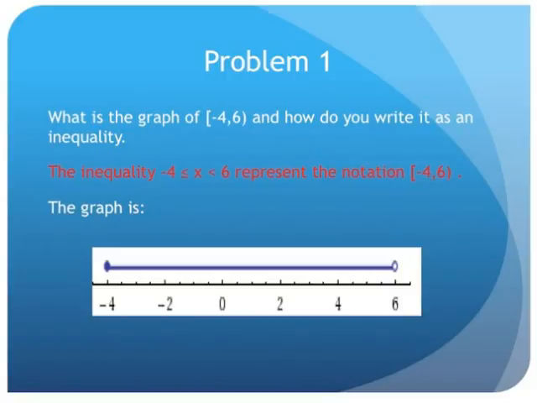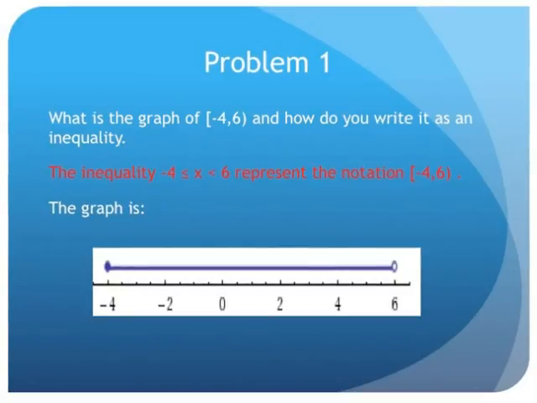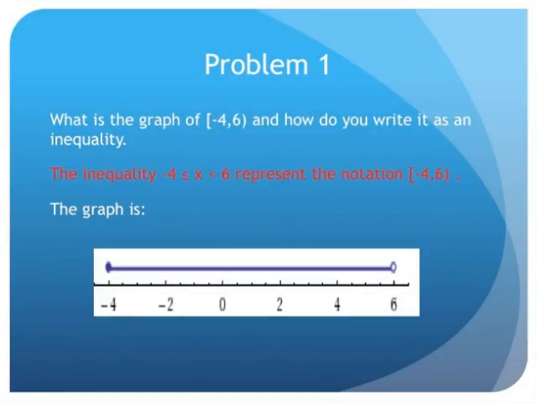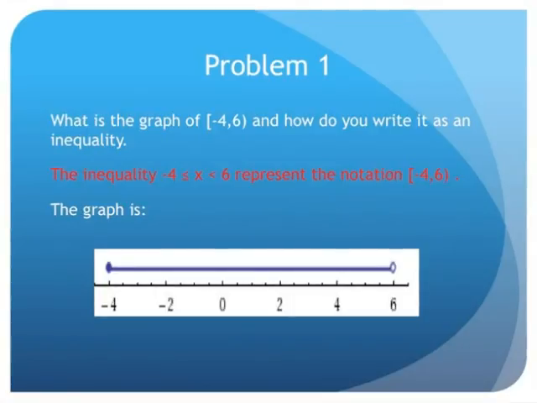Let's look at problem 1. What is the graph of bracket negative 4 comma 6 close parentheses, and how do you write it as an inequality? The inequality negative 4 is less than or equal to x, and x is less than 6 represents the notation bracket negative 4 comma 6 close parentheses, and the graph is indicated below, where we have a closed circle on negative 4 and an open circle on 6, and it includes all the points in between.